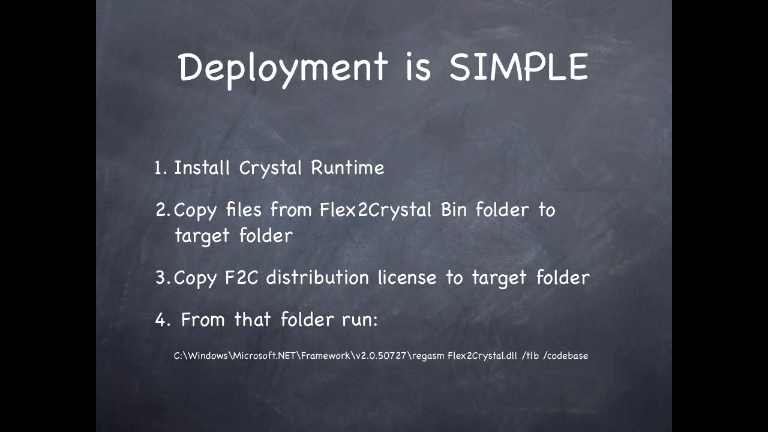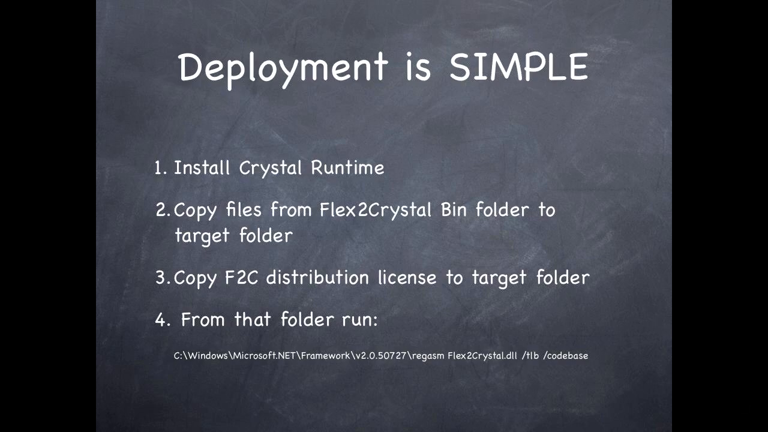In addition to that runtime piece, you'll need to copy the files from the Flex2Crystal bin folder into the target folder. And of course, you're going to have your developer license file. So you'll need your distribution license file, which will go into the target folder. And literally, there's just this one regasm, which is to register an assembly. It's kind of like the equivalent of regsvr32, but for .NET assemblies. You call that on Flex2Crystal after you have the runtime installed, and that's about it.